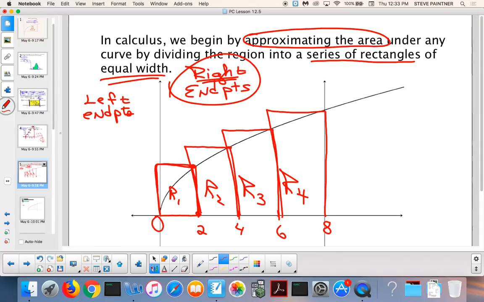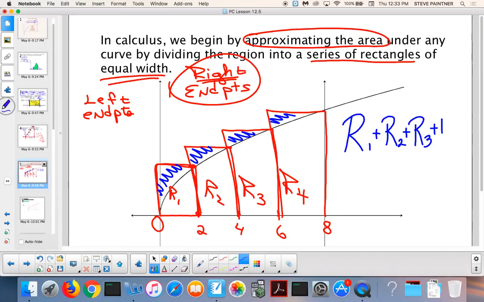See, I have no formula for you to get the area under the curve. So what we're going to do is make a bunch of rectangles and estimate the area. Now, is this going to over or underestimate? Yeah, this is overestimating. This is wasted area. This is not under the curve. So to get the answer, you take all the areas of the rectangles and do what to them? Add them up. R1, R2, R3, R4, add them up. And you get the area, right?